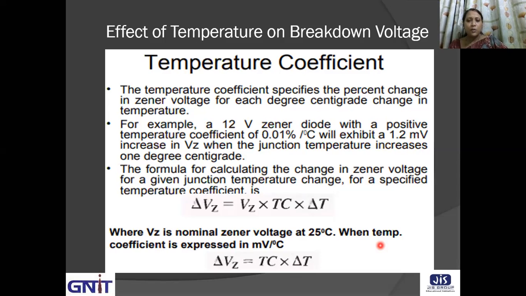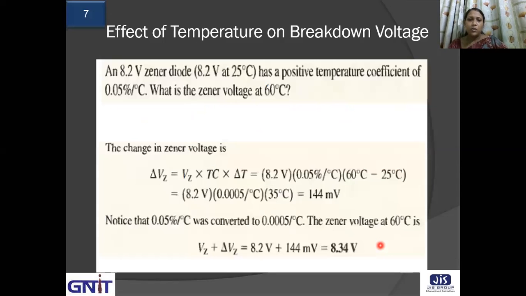The formula for calculating the change in Zener voltage is del Vz equals Vz into Tc into del T. Del T is nothing but the temperature change and Tc is nothing but the temperature coefficient, where Vz is the normal Zener voltage at 25 degree centigrade and the temperature coefficient is expressed as millivolt per degree centigrade. So del Vz equals Tc into del T when we consider Vz equals 1 volt.